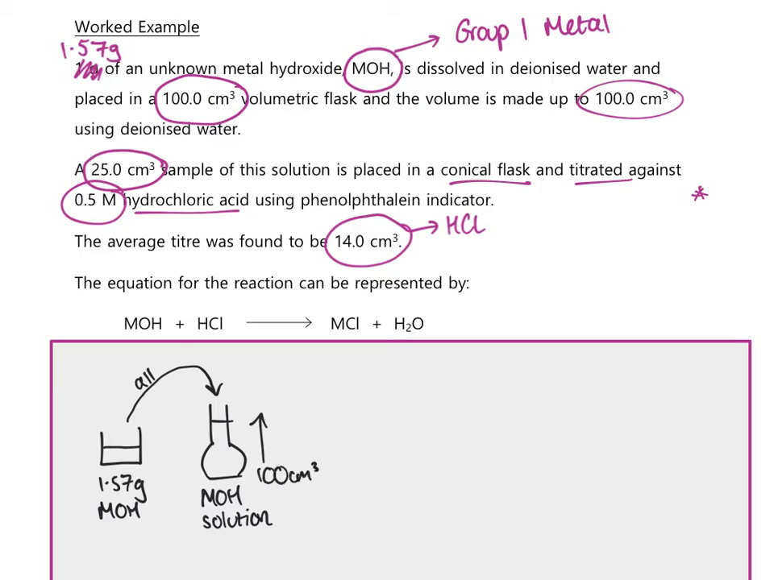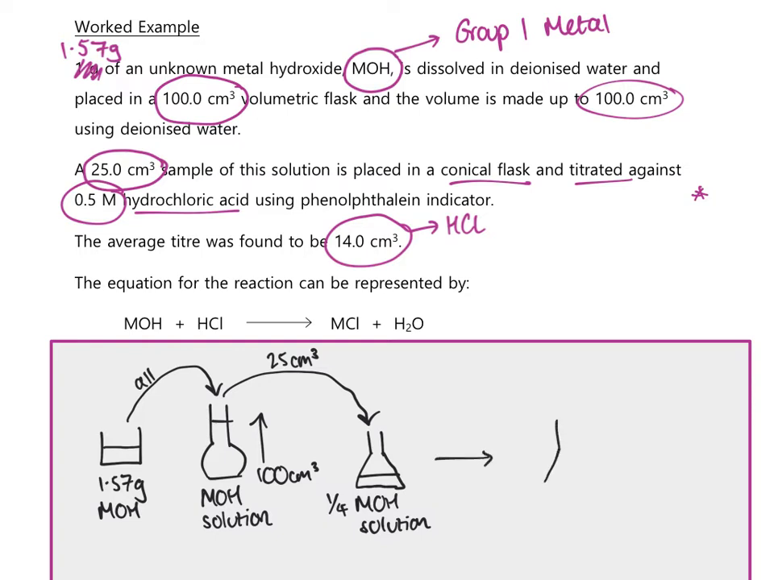What we're then told is that once that's made up to 100 centimetres cubed, we're taking out 25 centimetres cubed of it. So we're taking out 25 centimetres cubed of our 100 centimetres cubed standard solution, and we're placing it in the conical flask for the titration. So we've taken 25 out of 100, so really what we've got here is a quarter of the metal hydroxide solution. So it's going to be a quarter of the moles essentially that we're taking out of the solution, and we'll come back to that idea in a second.